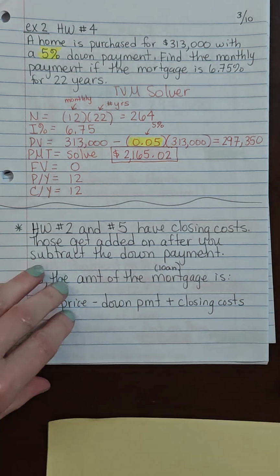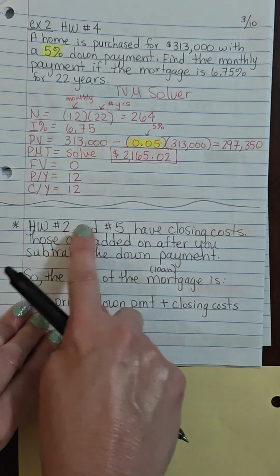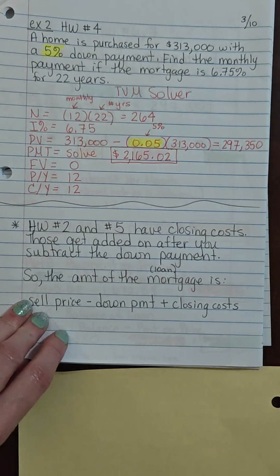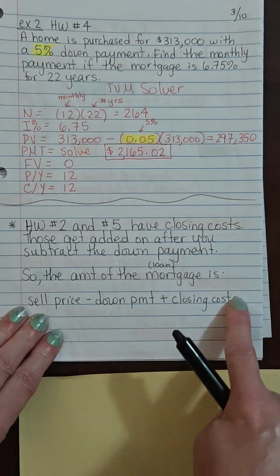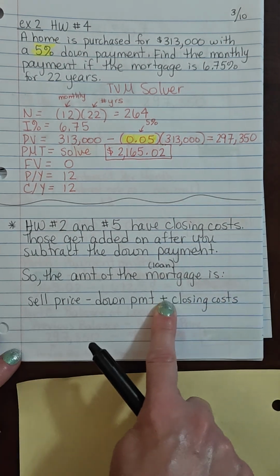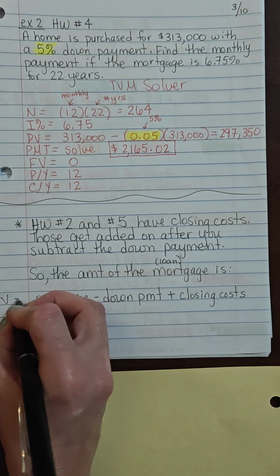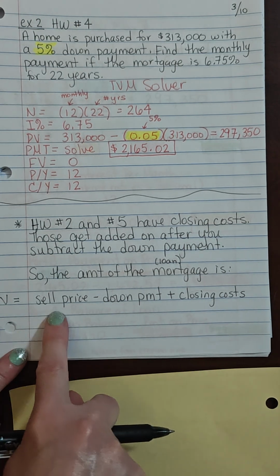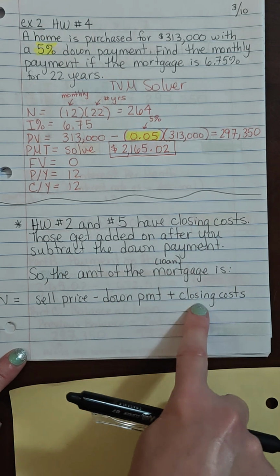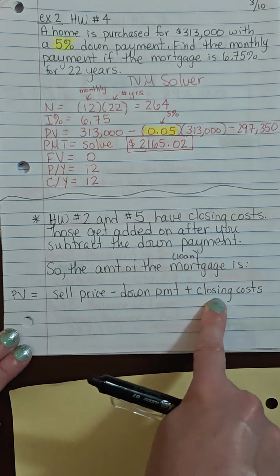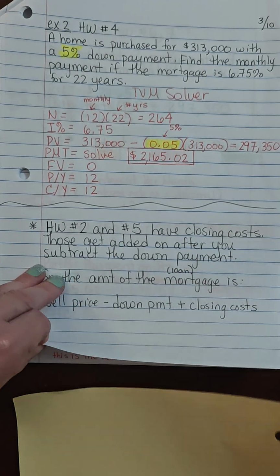Okay? So just keep that in mind when you're doing these 2 examples, that you have one extra little step in there. When you're doing that calculation for the present value, it's that selling price minus the down payment plus the closing costs. All right.